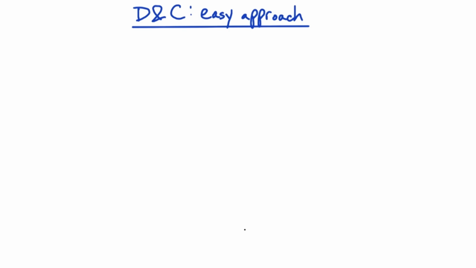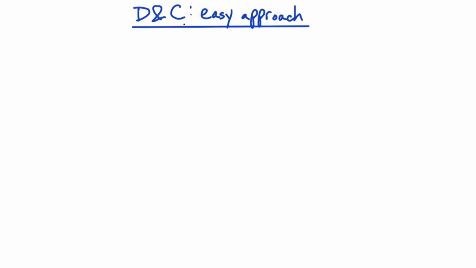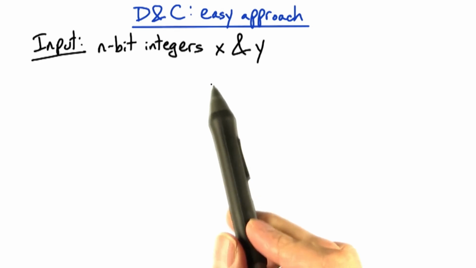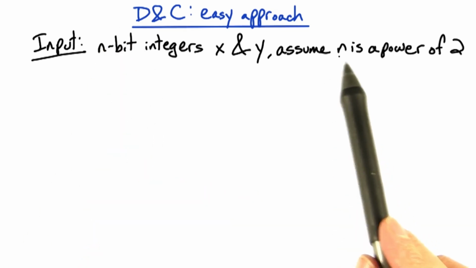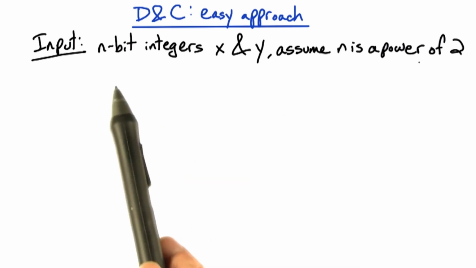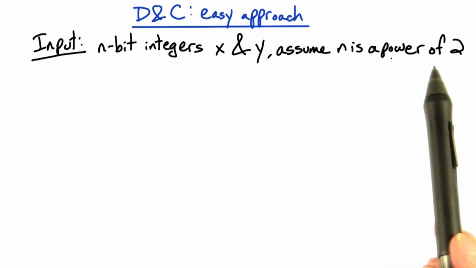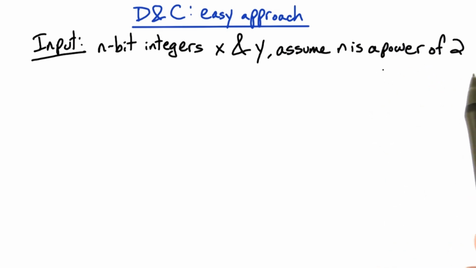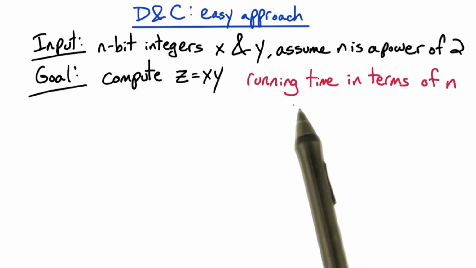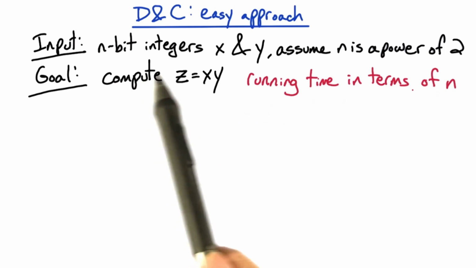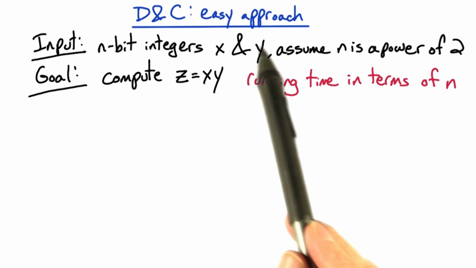Let's get back to our original problem, multiplying n-bit integers, and let's look at the straightforward divide and conquer approach for this problem. The input to the problem are two integers, x and y, which are both n bits long. And for simplicity, we're going to assume that n is a power of 2. This is a common assumption in divide and conquer algorithms. It allows us to get rid of floors and ceilings in our algorithm description and in the analysis of the running time. And our goal is to compute the product, x times y. We want to look at our running times in terms of n. n is the number of bits for these two integers, x and y. It's the space required to represent these two numbers.